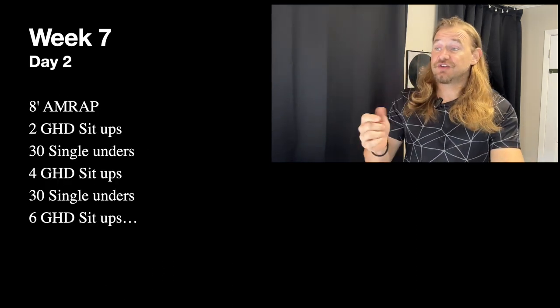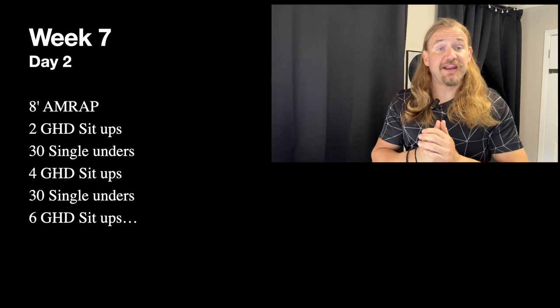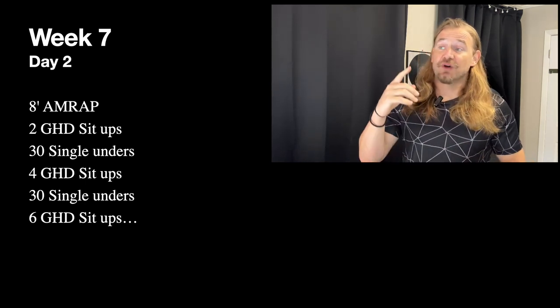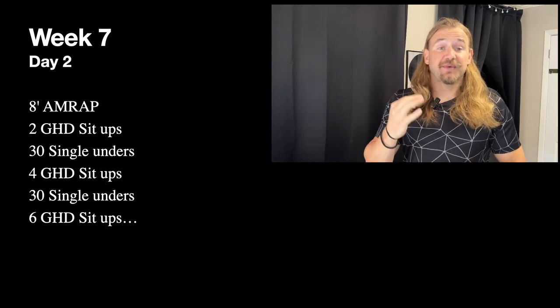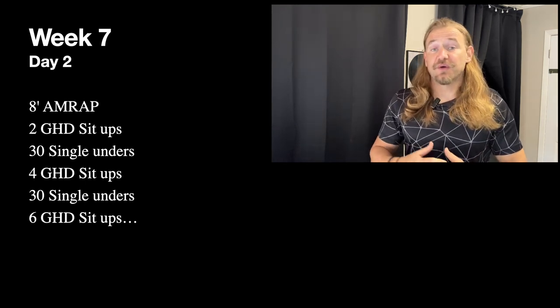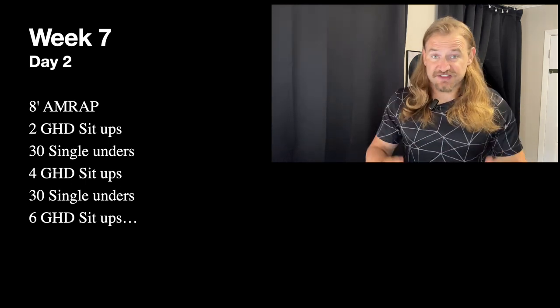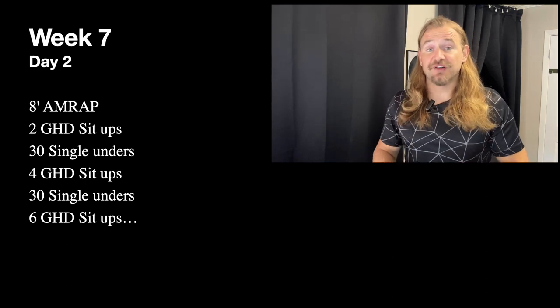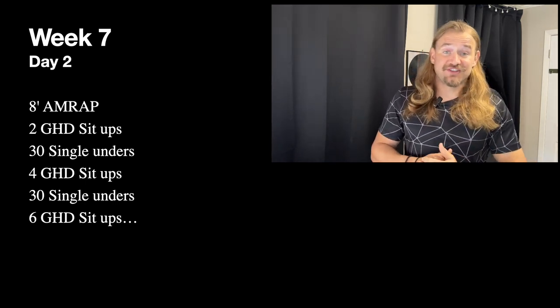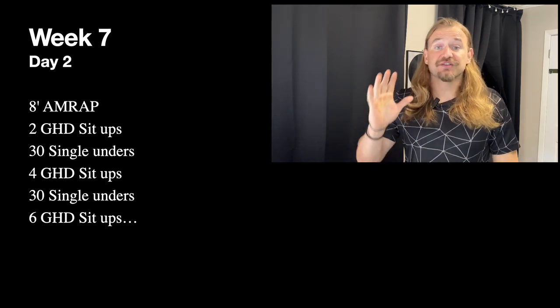Getting into day two, we have an 8-minute AMRAP continuing with our GHD sit-ups. We're going to be doing two GHDs followed by 30 single unders. Four GHDs, 30 single unders. Six GHDs, 30 single unders. The goal with this is not to try to speed through, and it's not a double under jump rope type workout. It's a growing volume of GHD workout. So even if you have double unders, regress it down.